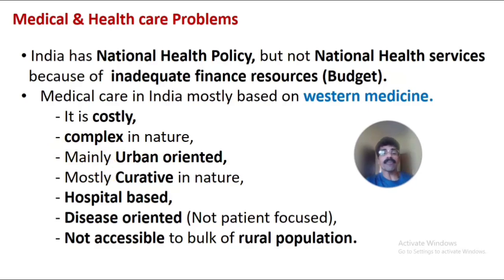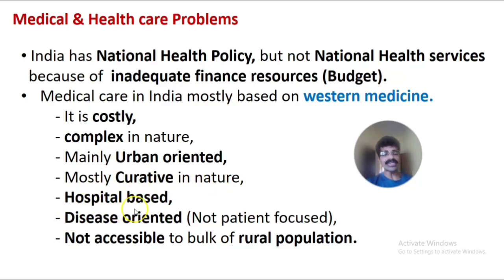It is mainly urban oriented. It is seen in the urban area. 75% of the care agencies or health infrastructure in India are urban focused. So especially Western or allopathic medicine is urban oriented. Then it is mostly curative in nature, not preventive, promotive or any other area. It is only for the treatment of a particular disease that the patient avails at the hospital or healthcare setting. That is mostly curative in nature.